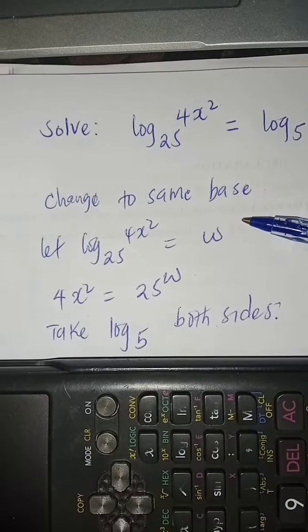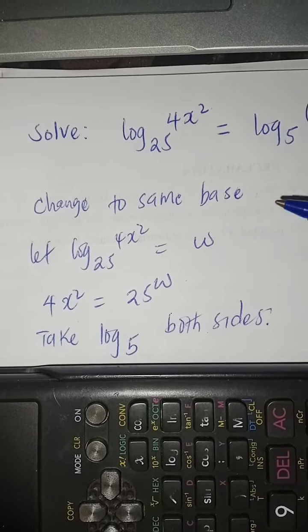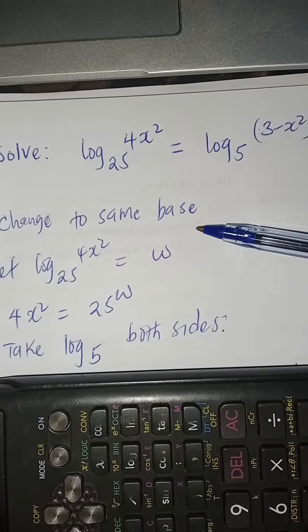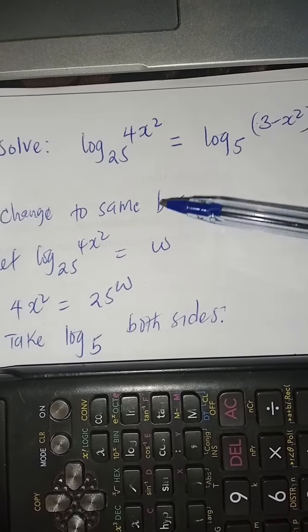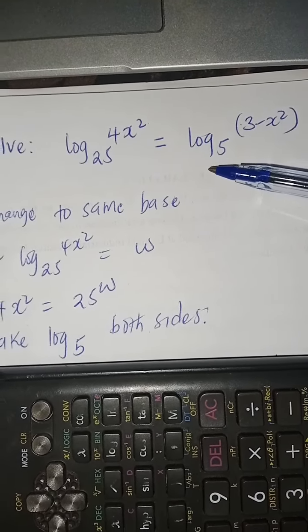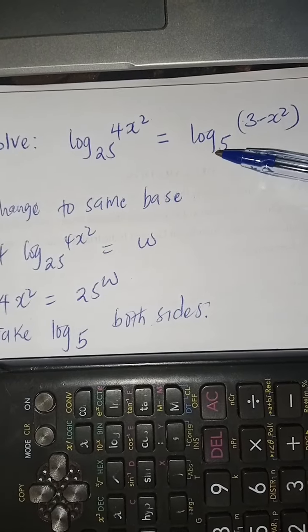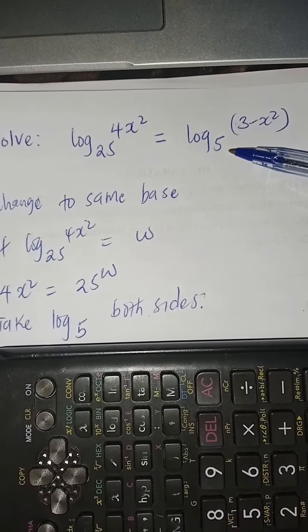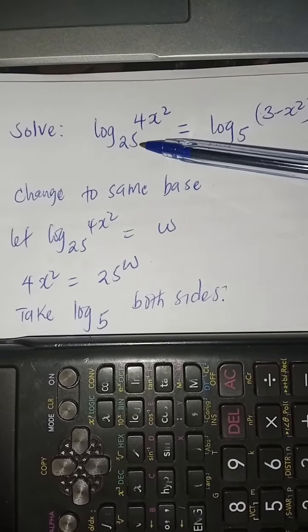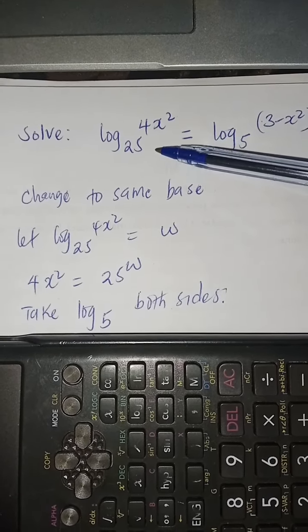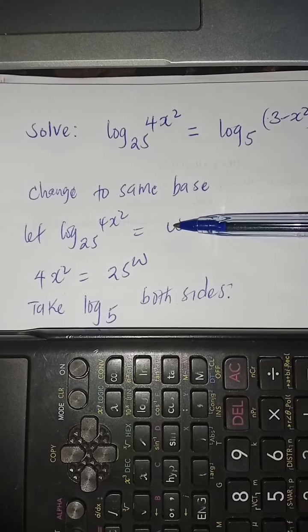Now to begin with, we are going to change to the same base. So this is base 5 and base 25. It is always proper to change to the smallest base in the expression. So we shall be changing everything to logarithm to base 5. Now this is the one that is not in base 5, so we are going to assume that this left hand side is equal to W.